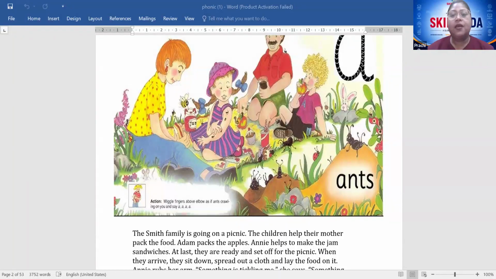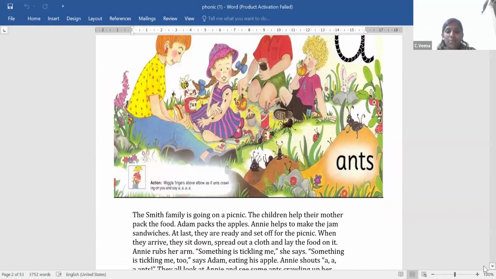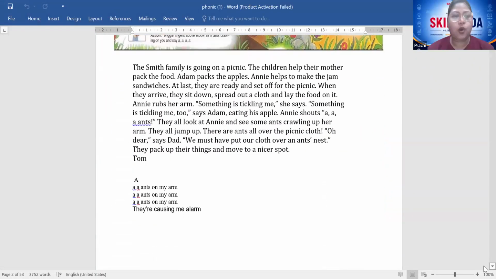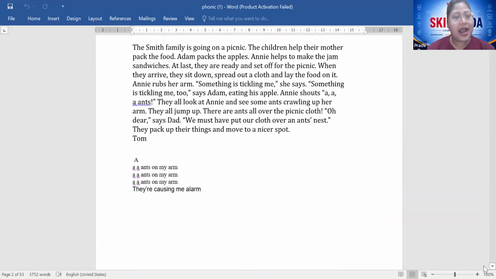Ants on my arm. Ants on my arm. Ants on my arm. They're causing me alarm.